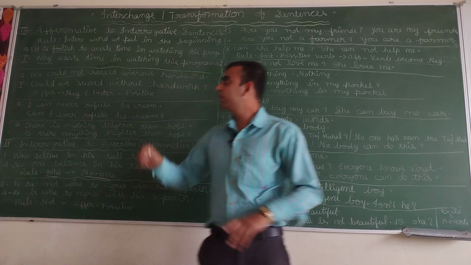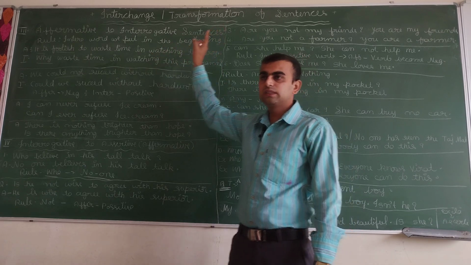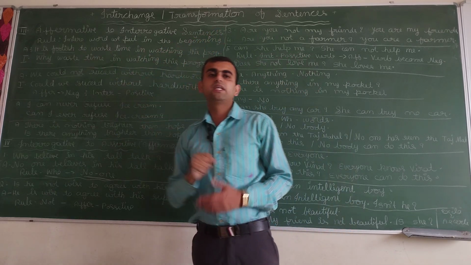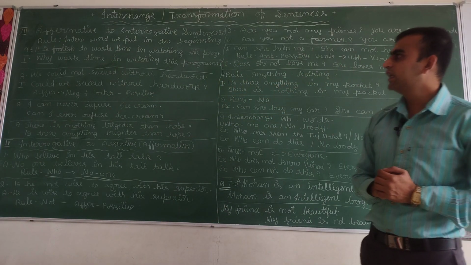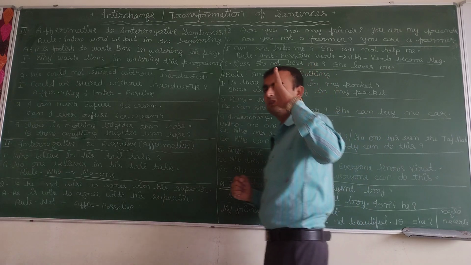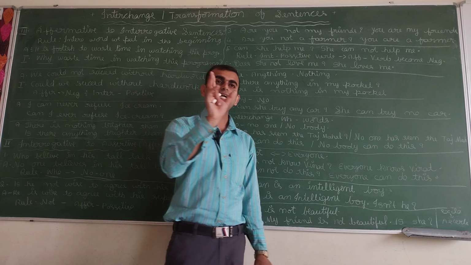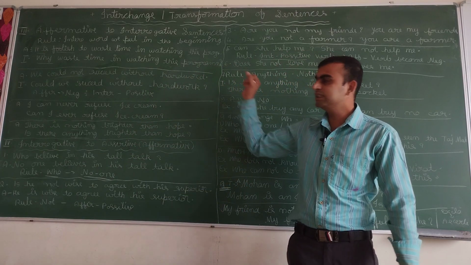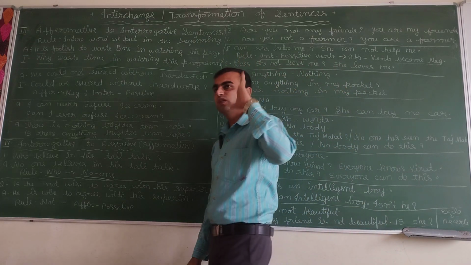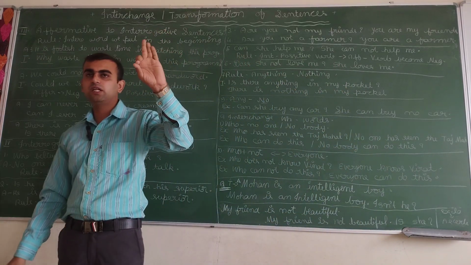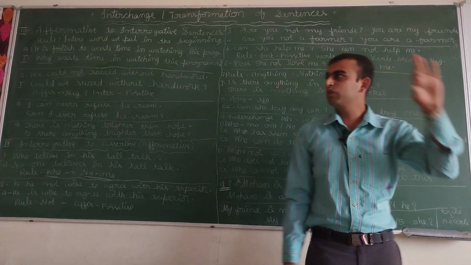So, in this session, we are going to learn how to change affirmative sentences into negative sentences, and negative sentences into affirmative sentences. Before that, I am going to tell you what affirmative sentences are. Affirmative sentences, also called declarative sentences, state any fact or statement. What are interrogative sentences? Interrogative sentences are used to ask questions. There are three types: WH question, yes-no question and question tag.